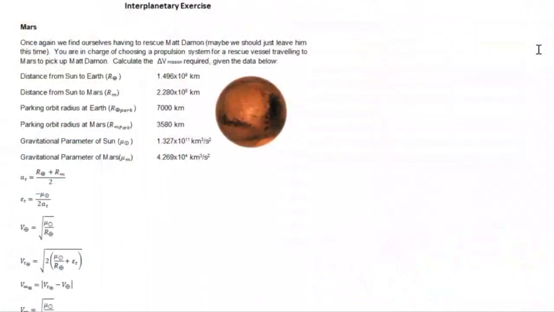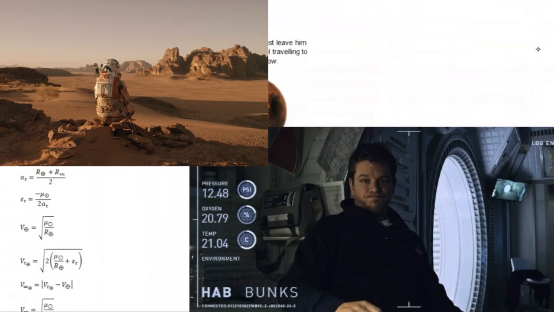Hi, this is Colonel Sauter again. We're going to go through an example problem for an interplanetary trip from Earth out to Mars. In this case, we're going to go see if we can rescue Matt Damon again from Mars.